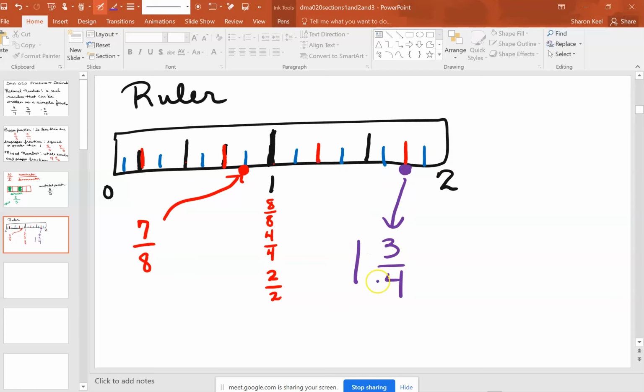This is what we call a mixed number. This could also be written as an improper fraction. As an improper fraction, the denominator is still going to be 4. The way I can do this is I would do 4 times 1 is 4, 4 plus 3 is 7. So if I were to count, it would be 1, 2, 3, 4, 5, 6, 7. 7/4. So that's me writing this value as both an improper fraction and as a mixed number.